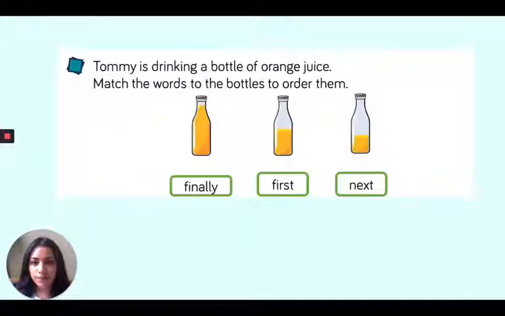Well done. Okay, let's have a look at the next question. Tommy is drinking a bottle of orange juice. Match the words to the bottles to order them. So have a look at the key words, finally, first, and next. So you have to match up the correct picture to the correct key term.